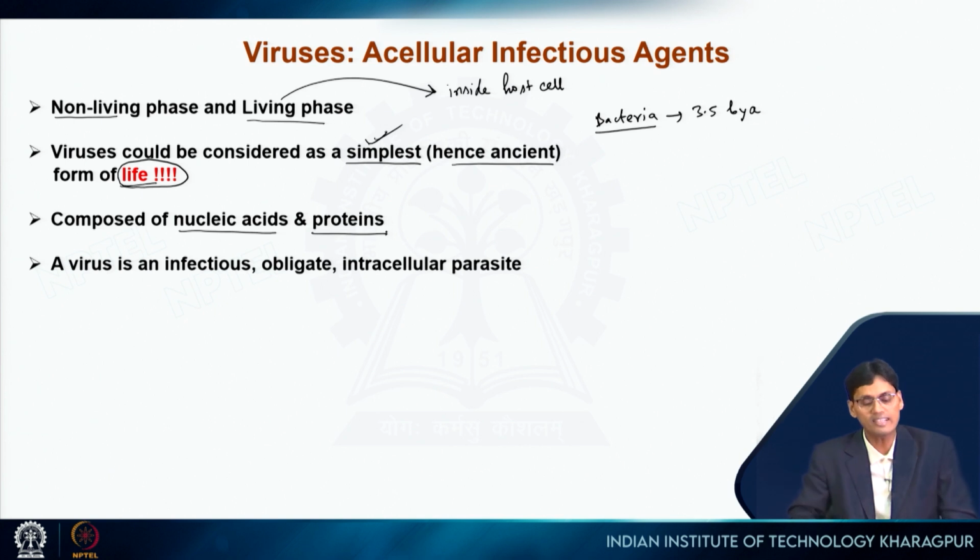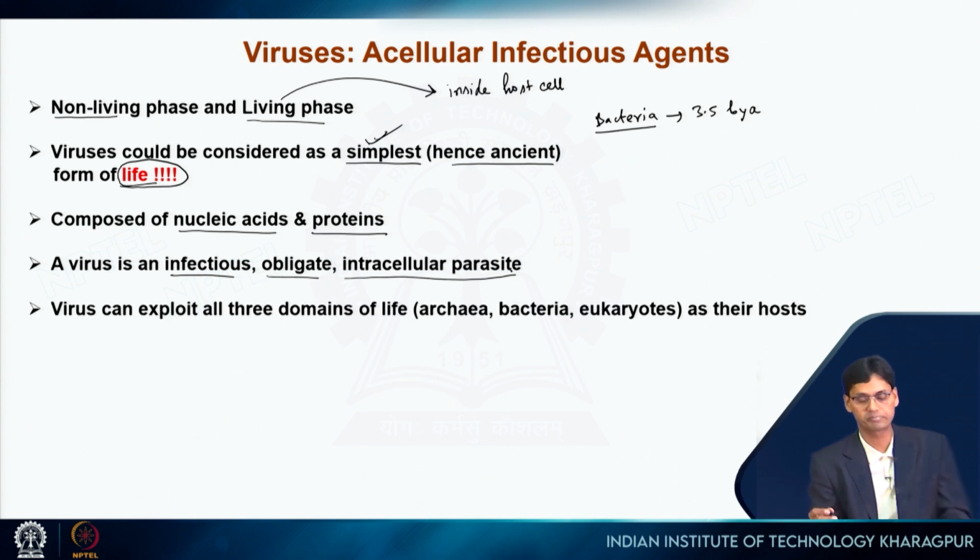A virus is an infectious, obligate, intracellular parasite. As a result, it needs to infect some host. It can be a plant, it can be an animal, that doesn't matter, but it is an infectious particle. And as an obligate intracellular parasite, without going into the host, it cannot multiply.